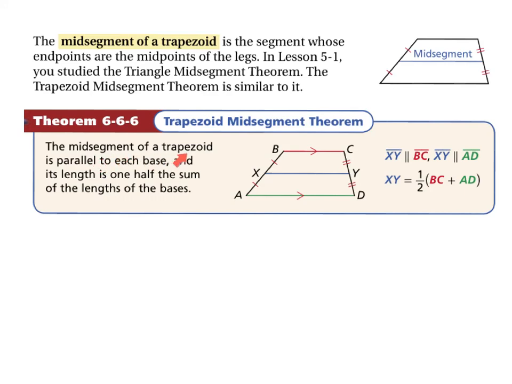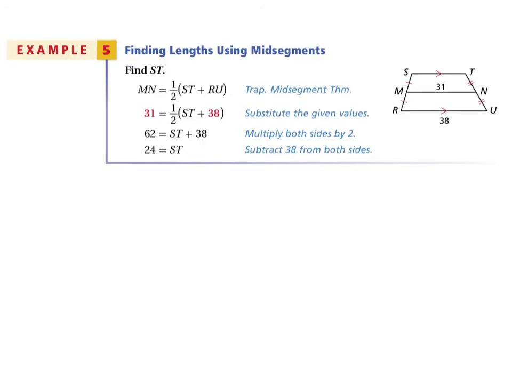If we have the midsegment of a trapezoid, the midsegment is parallel to each base, and its length is 1/2 the sum of the lengths of the bases. So to find the length of XY, you would take half of the sum of the other bases, which would be BC and AD. Here's our last example to show that.